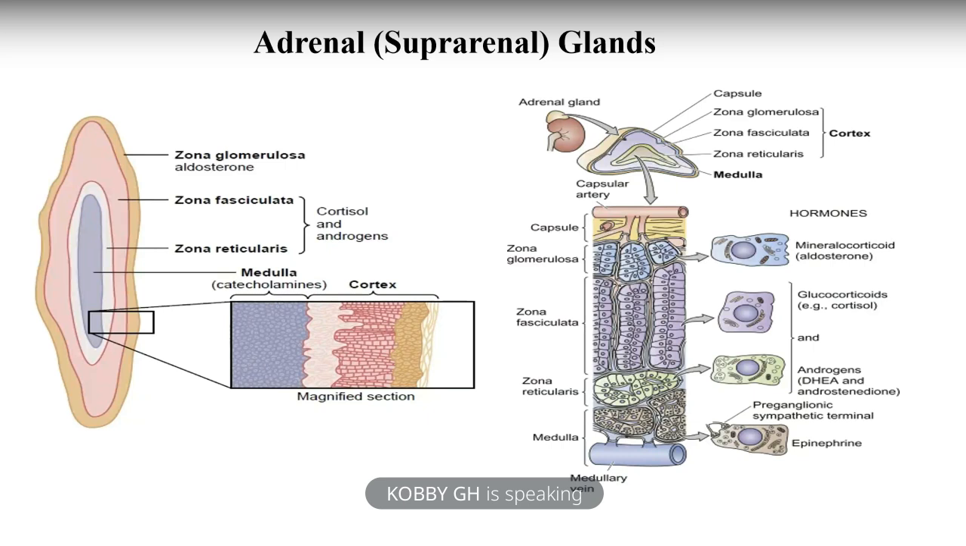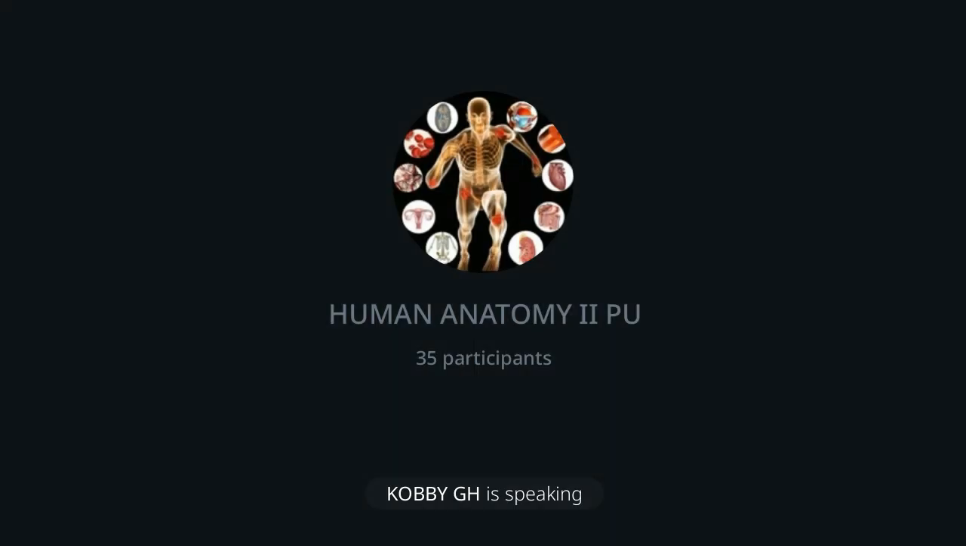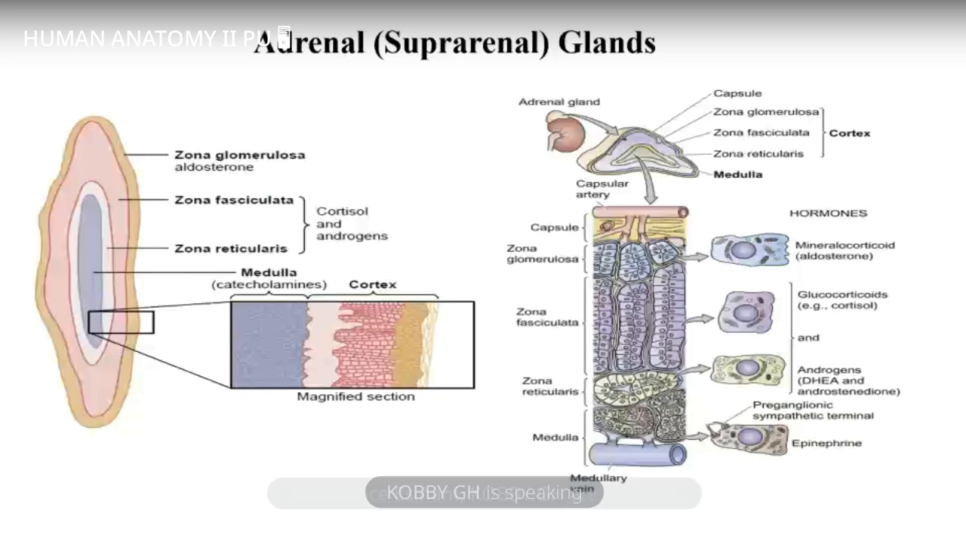Epinephrine, norepinephrine, and dopamine. If we ask you to mention the catecholamines, they are epinephrine, norepinephrine, and dopamine. If we ask you to mention the medullary hormones, you can't say catecholamines. You have to mention epinephrine, norepinephrine, and dopamine. Is that okay? Yes. All right.